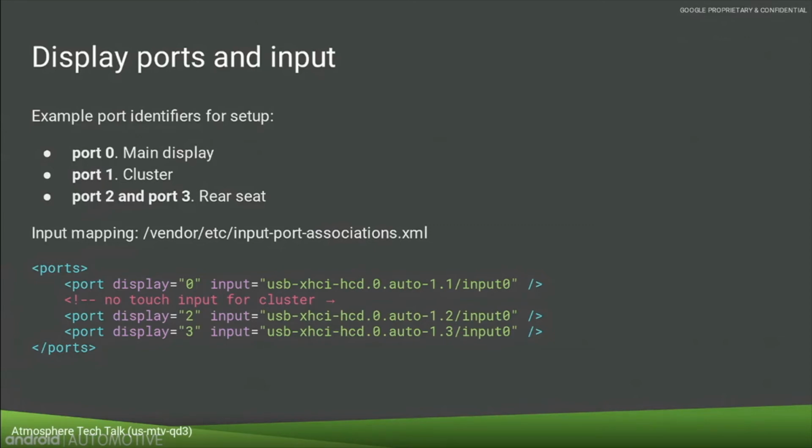So input mapping file will basically look like this. So we are saying that displays are connected to some arbitrary USB ports here, and we don't configure any touch for cluster display because we don't need it there.